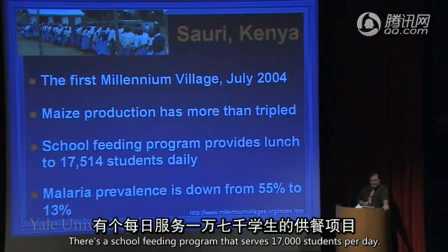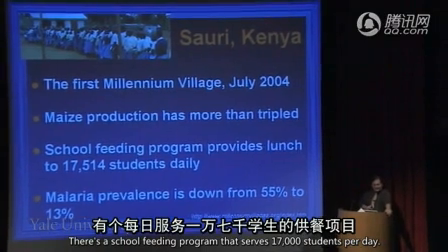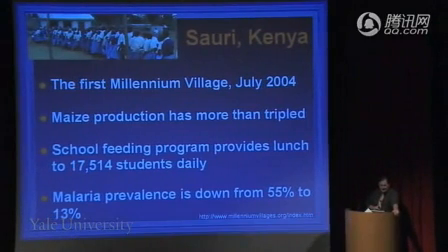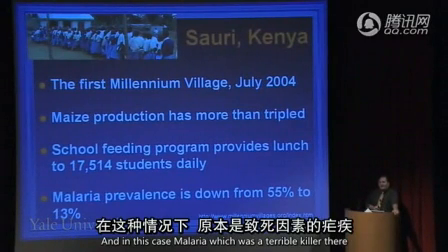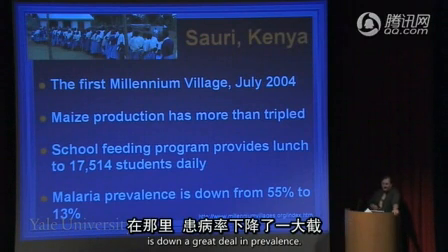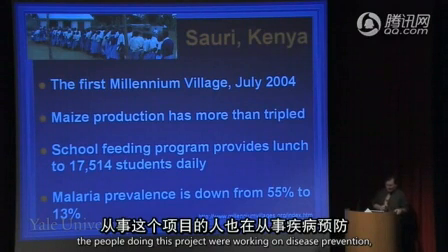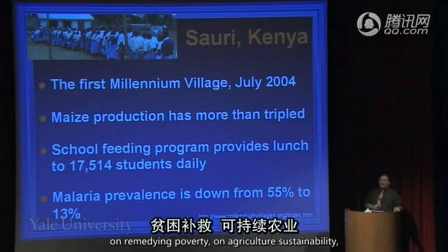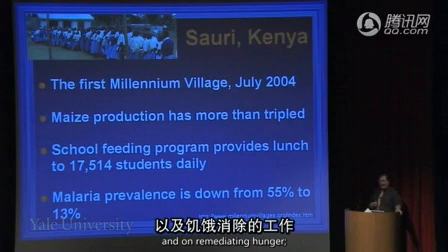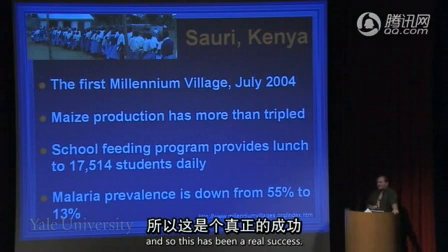There's a school feeding program that serves 17,000 students per day, and in this case malaria, which was a terrible killer there, is down a great deal in prevalence. So simultaneously, the people doing this project were working on disease prevention, on remedying poverty, on agriculture sustainability, and on remediating hunger. And so this has been a real success.